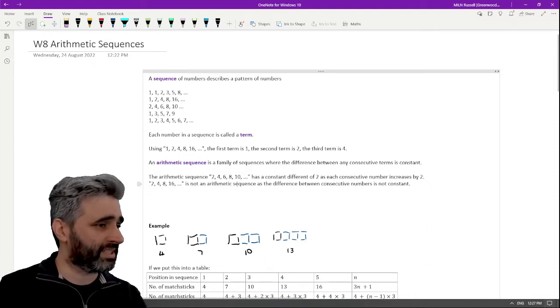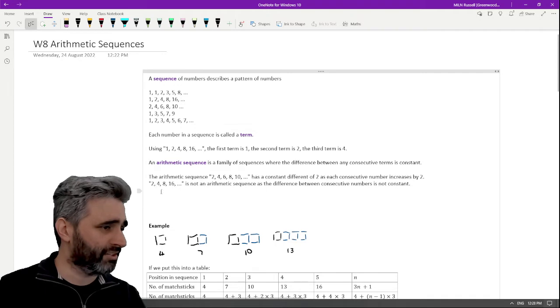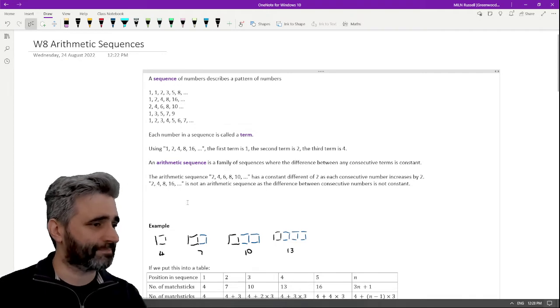2, 4, 8, 16 is not an arithmetic sequence, as the difference between consecutive numbers, between 2 and 4, 4 and 8, 8 and 16, is not constant. Here it's 2, here it's 4, here it's 8.